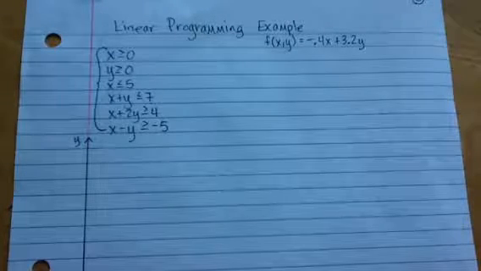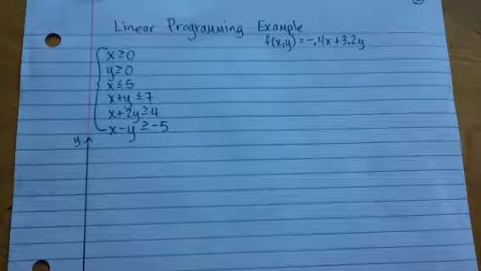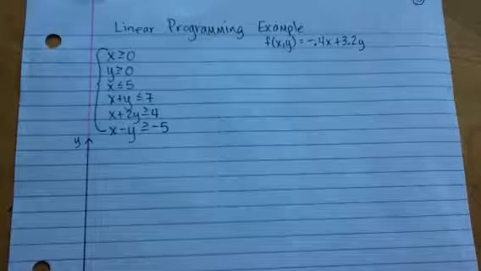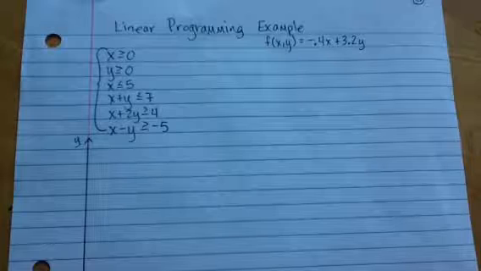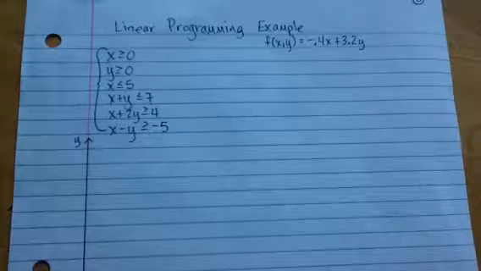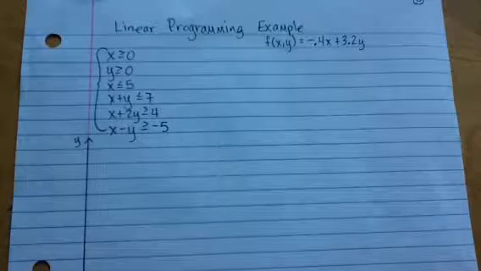Okay, we are back to do an example of a linear programming problem. This is a non-contextual problem, meaning it's not a story problem. It doesn't have a real world context. It's just a plain old problem out of a textbook or whatever.